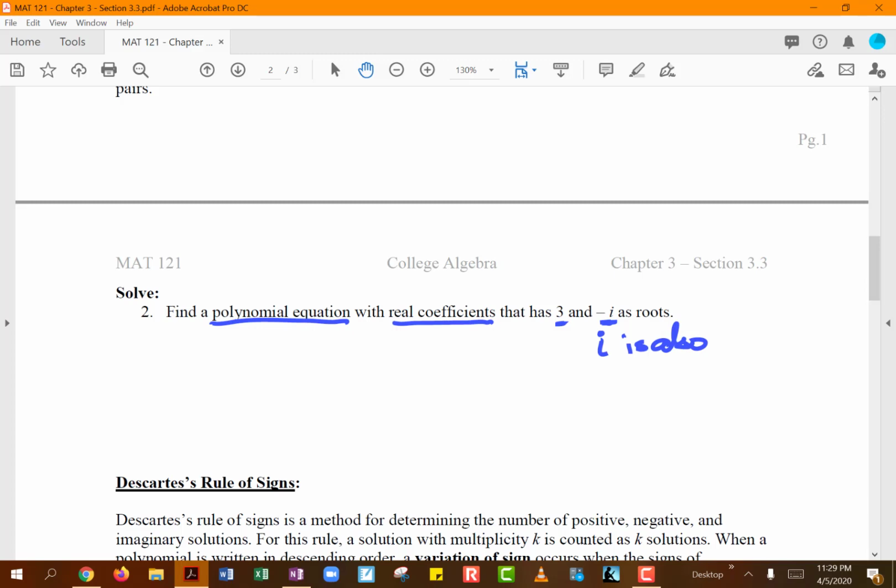Let me write that a little bit better. So, like I was saying, if negative i is a root, then positive i is also a root. Okay, so that actually means this polynomial equation is going to have 3 roots. It's going to have positive 3, negative i, and positive i as its roots. So let's see how we can work backwards to find out what this polynomial equation is going to be.